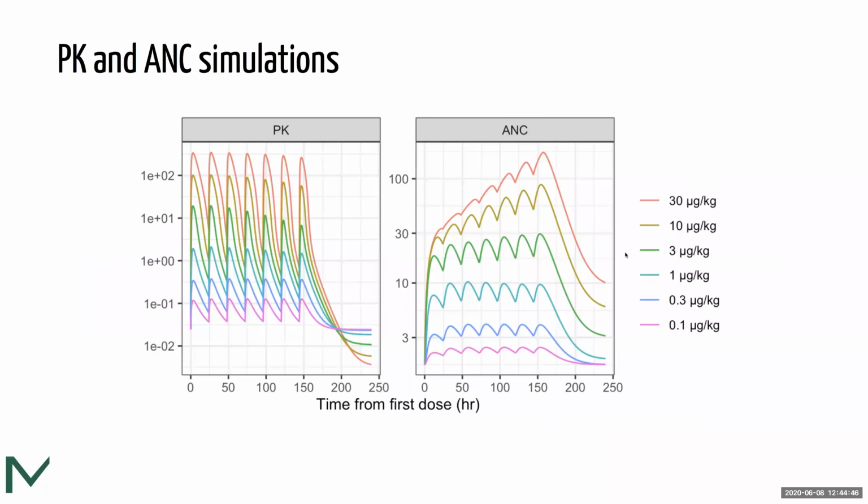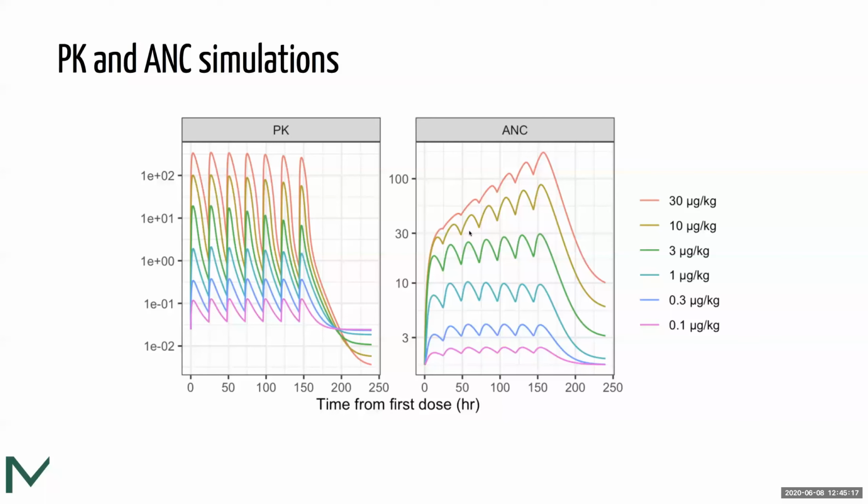These are what some typical responses look like for a range of doses, from 0.1 up to 30 micrograms per kilo. We have PK on the left and the neutrophil PD response on the right. So our initial proposed design is to put 3 doses: 1, which is the light blue here, 3, which is the green, and 10 micrograms per kilogram, the brownish, yellowish color on the top here.